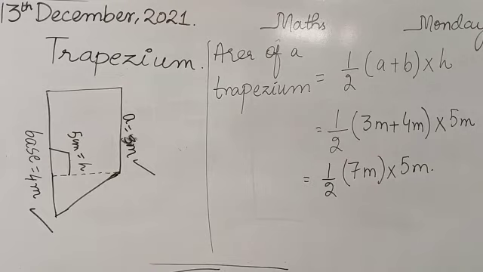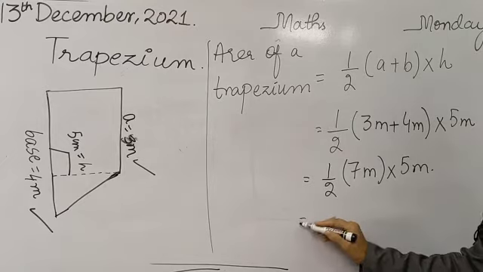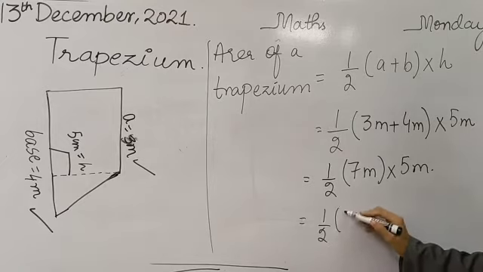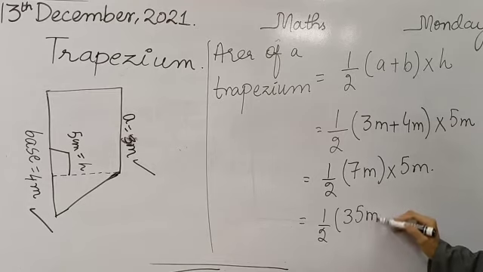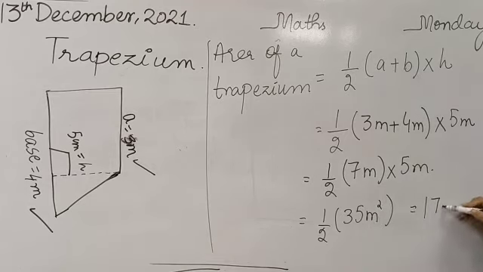Now, what will be the next step? The next step is to multiply these two. 1 by 2, 7 multiplied by 5 is 35 meters square. And when we divide it, we will get 17.5 meters square. So this is the area of a trapezium. Okay, students?